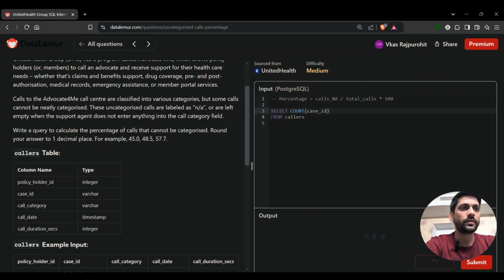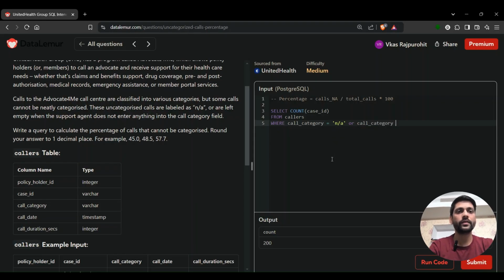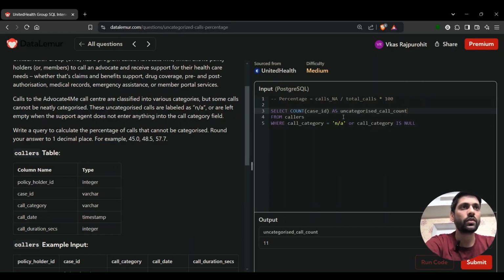I will just run this. So here we have total count is 200. But first let's get the uncategorized information. What is the condition given to us? Where call category is equal to NA, or the second condition, call category is null. We have given the condition and we got the count. So we will give an alias, uncategorized call count.